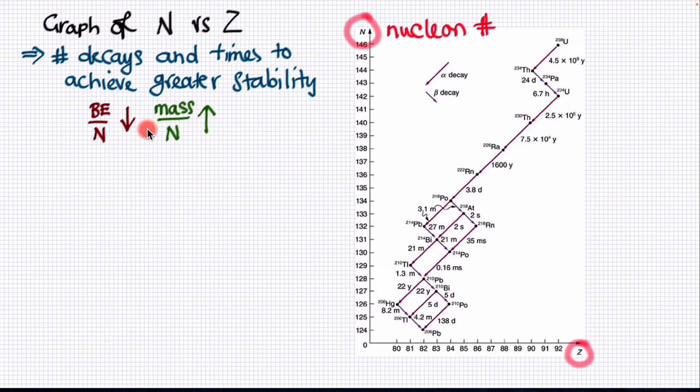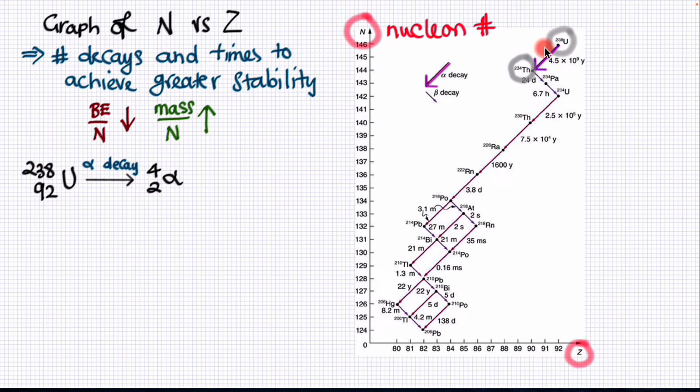reduce the binding energy per nucleon. So as the nucleus decays, the binding energy per nucleon decreases and the mass number per nucleon increases. So let's have a look at uranium-238, and we know uranium-238 undergoes alpha decay, releasing an alpha particle. Now I've highlighted this arrow here, there's my decay. An alpha particle is released, that's called alpha decay, and the daughter nucleus becomes 234 thorium. So there we have it.